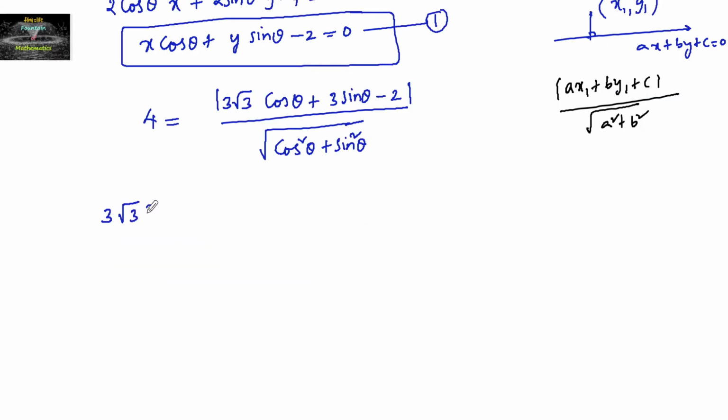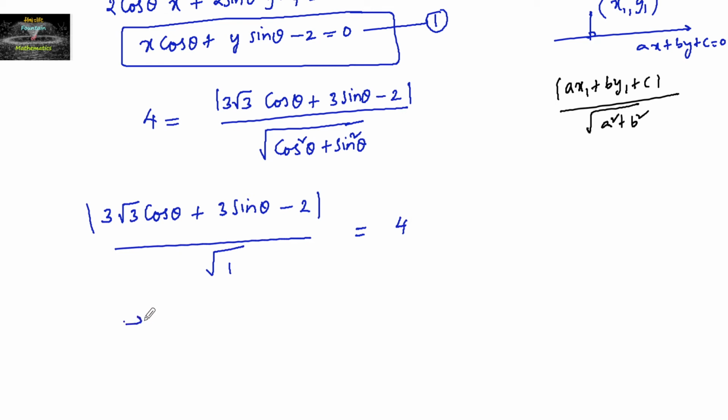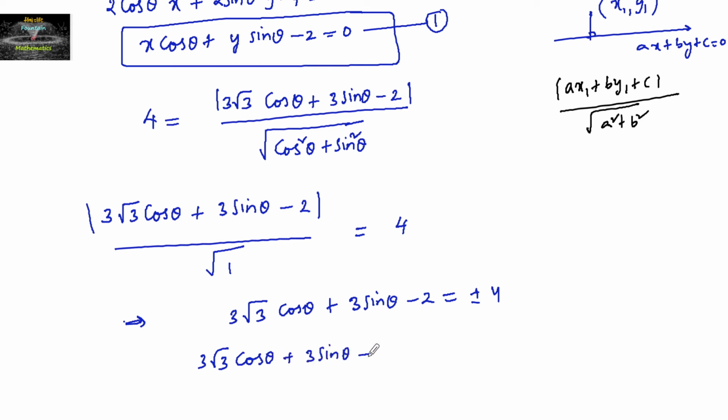3 root 3 cos theta plus 3 sin theta minus 2 divided by root 1, since cos square plus sin square is 1, is equal to 4. So which we can write as 3 root 3 cos theta plus 3 sin theta minus 2 is equal to, we can take it like plus and minus 4. So let's consider plus 4 here. 3 root 3 cos theta plus 3 sin theta minus 2 is equal to 4.